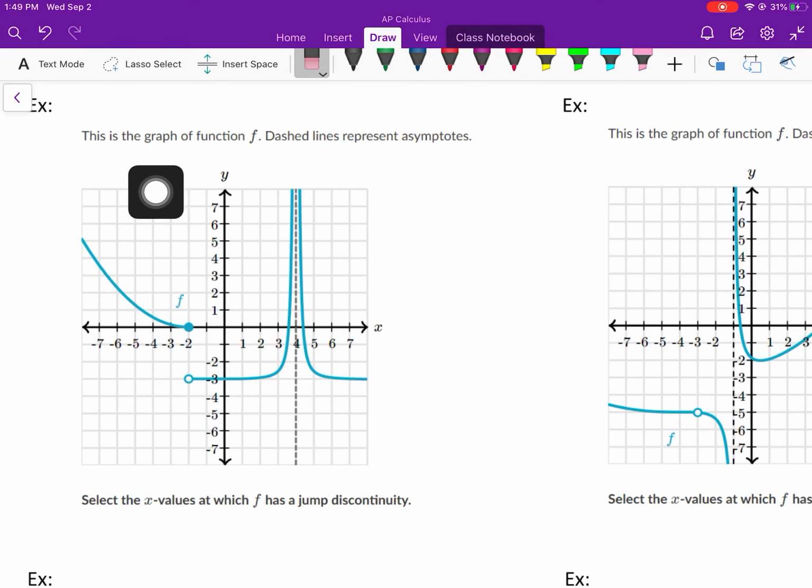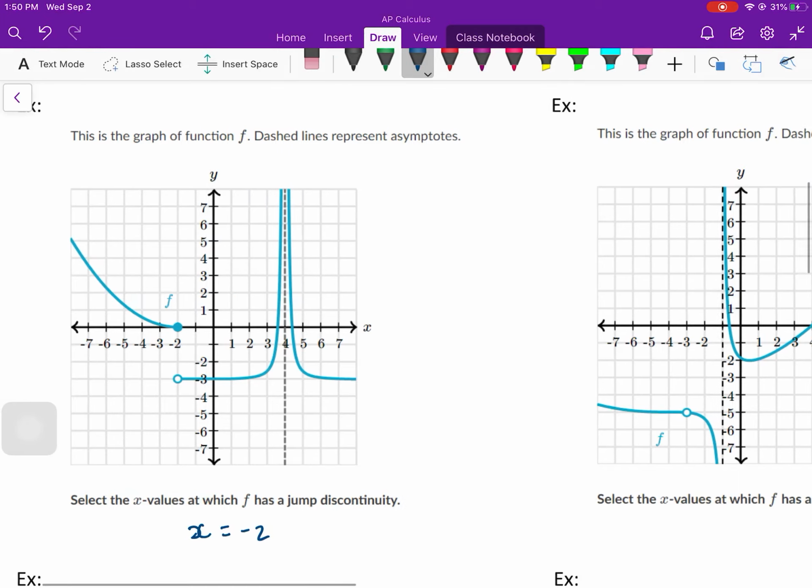So this is the graph of the function f. Dashed lines represent the asymptote. So you see the asymptote here when x is 4. We're answering with the x values. Select the x values for which f has a jump. So right here, this would be our jump. The limit from the left and the right are different. So x equals -2. Usually, if it's asking where it occurs, we answer with that x value. So it occurs where x is -2.